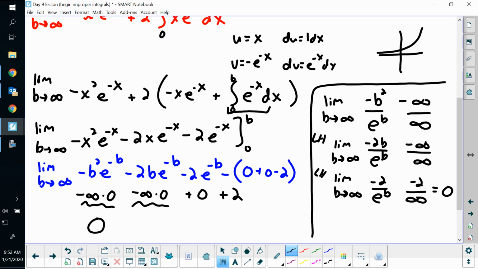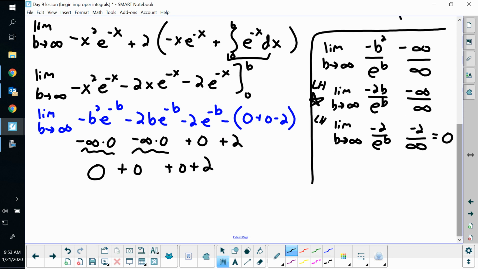Now, this second one is an indeterminate form. We need to think about rewriting it as a quotient. If we rewrote that as a quotient, it would be negative 2b over e to the b. Well, notice that's what we had right here. So we actually already kind of figured that out. It's going to be the same thing there. It's just going to be 0. So if we carry everything down, this will converge. It will converge to a 2.